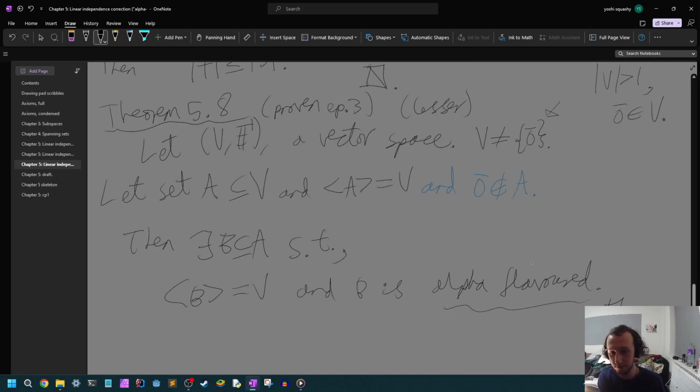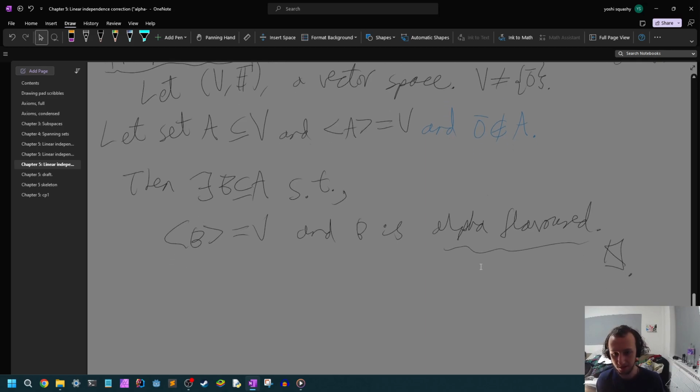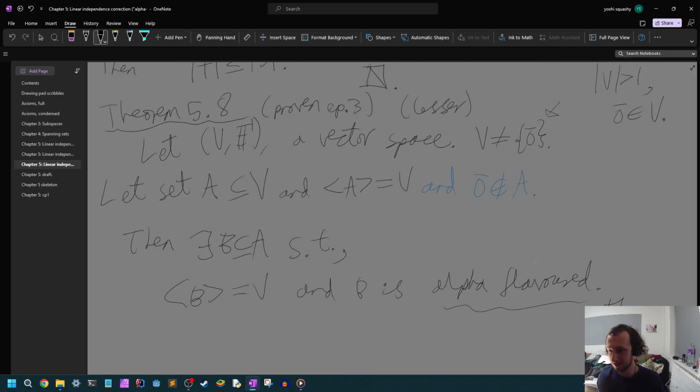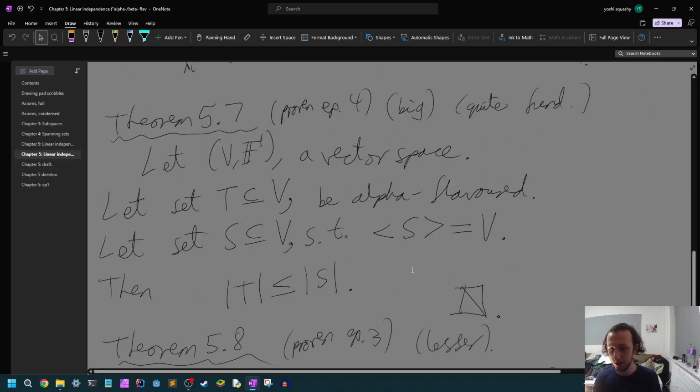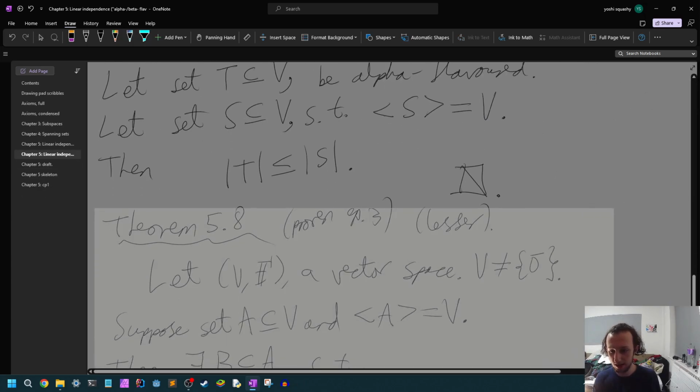Suddenly we have alpha flavoured appearing out of trying to take a subset out of A, which has these properties. But it's just too wordy for my liking as a proof. Okay, we're going to go back to the main branch, but just try and imagine you had this bit here. Sorry about that. And so that's why I'm going to prove this theorem first, because I think it's a little less work.